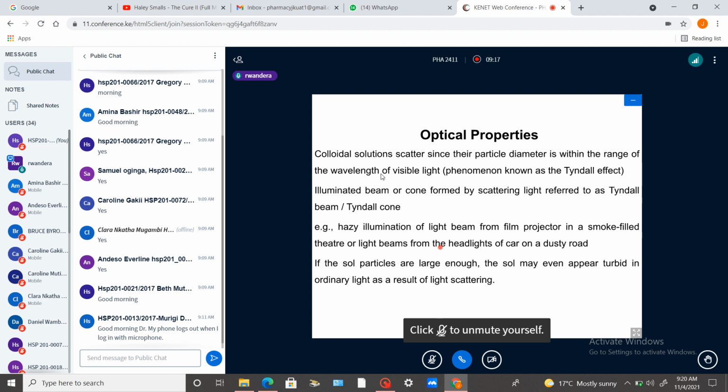And again, another example, dust. When you are driving along a dusty road and you have your car headlights on, the headlights will tend to come out as a beam, a Tyndall beam or a cone. So if the colloidal particles are very large, the colloid will even appear turbid in ordinary light as a result of the light scattering effect. So we'll see the relevance of this light scattering effect as far as colloidal dispersions are concerned.